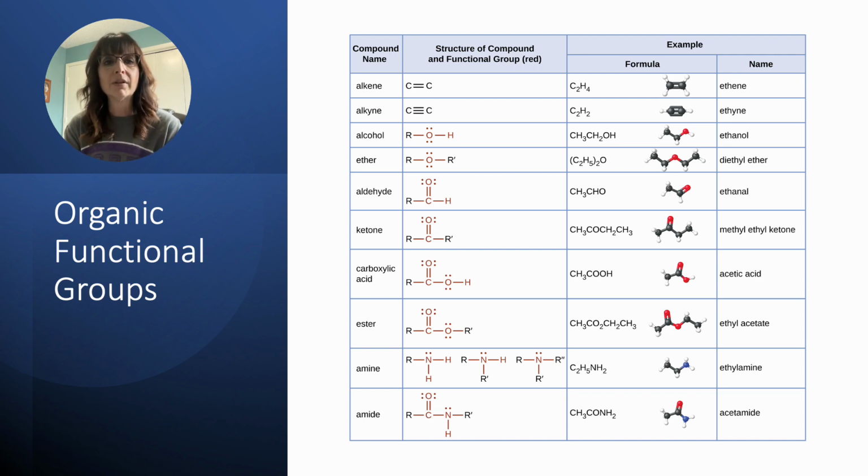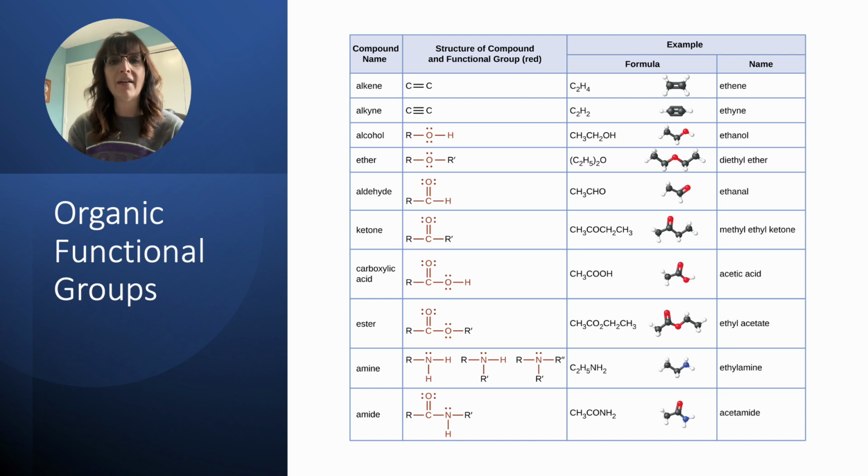The first couple of things on there just review alkane, alkene, alkyne, and then we actually get into the functional groups, which we will address one at a time. So what I want you to notice is the compound name, and there's alcohols, ethers, aldehydes, ketones, carboxylic acids, esters, amines, and amides. And then you've got the basic functional group.